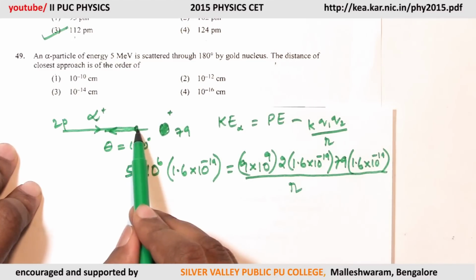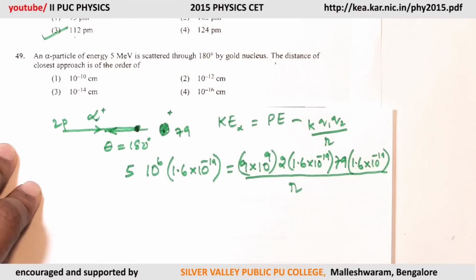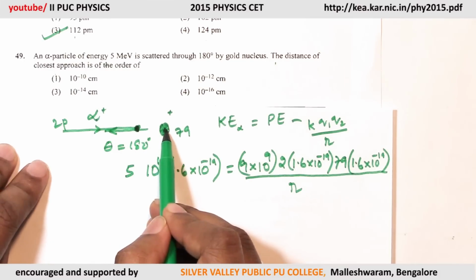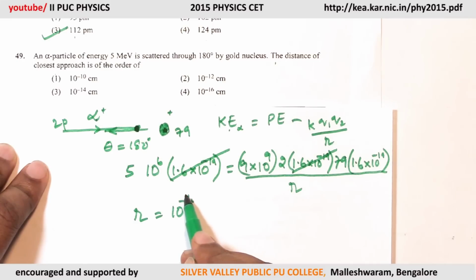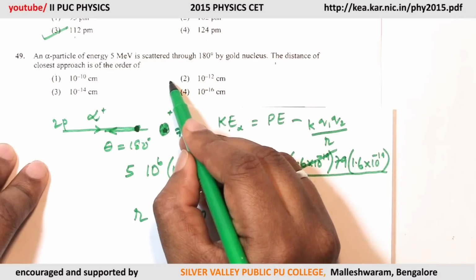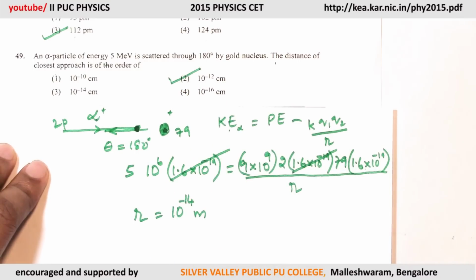R is the distance between alpha particle and the nucleus, where the potential energy is equal to kinetic energy of alpha. This cancels with this. Simplify. R turns out to be 10 power minus 14 meter. Don't worry about these numerical values. Just take care of powers. 10 power minus 14 meter is nothing but 10 power minus 12 centimeter.